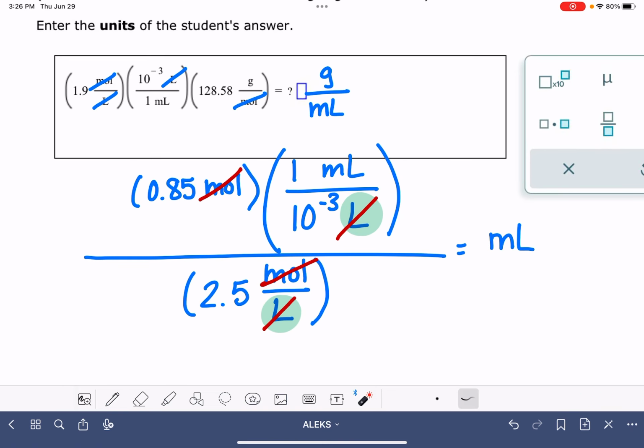So again, just to recap that, if you're multiplying, like we are in this case, you can cancel units if one is on the top and one is on the bottom. If you're dividing, you can cancel units if they are both in the same spot, meaning both on the bottom or both on the top.